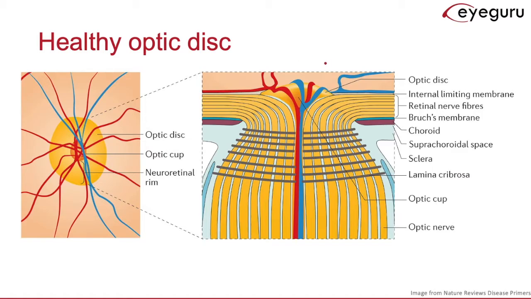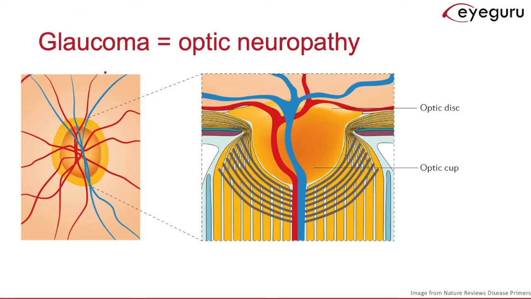On the right is a cross-section of the optic nerve, and we can see this optic cup surrounded by the optic disc. In glaucoma, the optic cup is very large, often characterized by a cup-to-disc ratio greater than 0.7. On the right, we can see the significant cupping that is also associated with this thinning of the retinal nerve fiber layer.